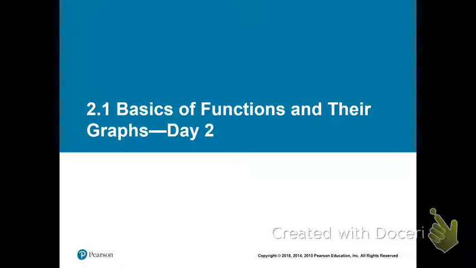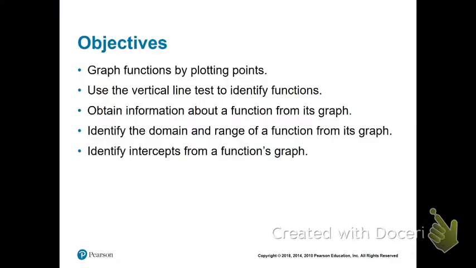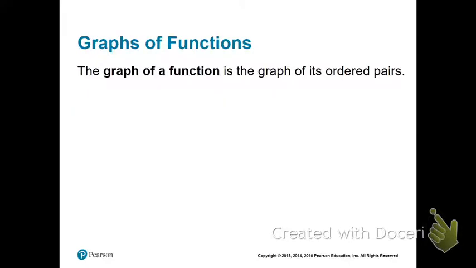2.1 Basics of Function and their Graphs, Day 2. So for this part of the lesson, we're going to graph functions by plotting points. We're going to use a vertical line test to identify functions, obtain information about a function from its graph, identify the domain and range of a function from its graph, and identify intercepts from a function's graph. So first thing, the graph of a function is the graph of all of its ordered pairs.